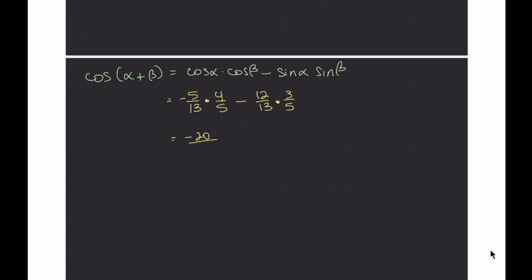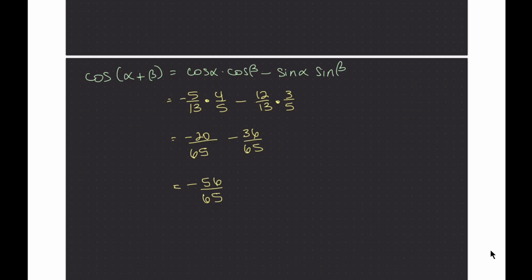So we're going to get negative 20 over, what's 13 times 5? 65, right? Minus 12 times 3, 36 over 65. Look at that, my fractions got the same denominator. So what are we going to get in our numerator? Negative 56 over 65. Can we reduce that?